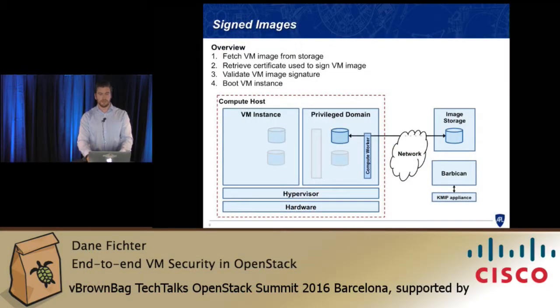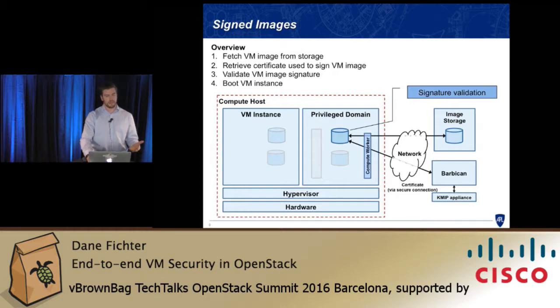Essentially, when the image is fetched, there is a certificate UUID, which is also fetched, which allows the compute host to reach out to Barbican to retrieve a certificate. And then using the public key associated with the certificate, as well as signature metadata, which is appended to the Glance image, we perform signature validation. And assuming that everything is okay with the Glance image, we go ahead and boot the VM instance. So this is a stronger cryptographic protection of the image data that we check before we boot the image.